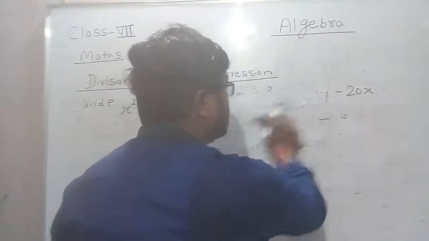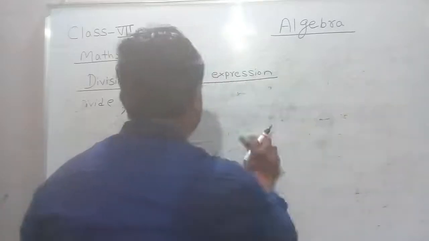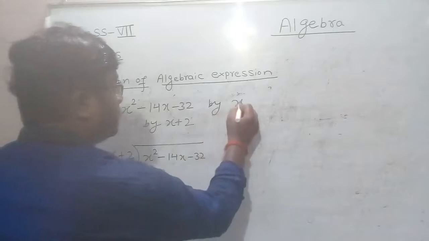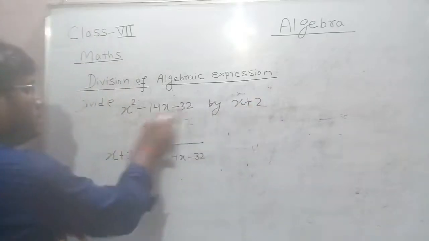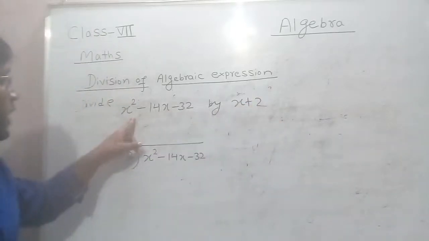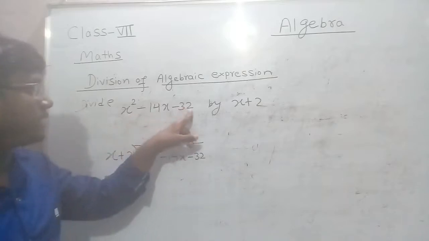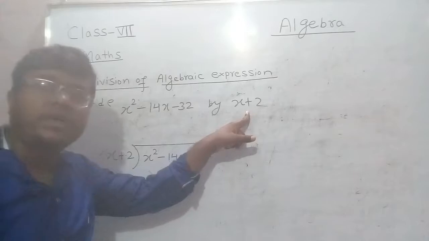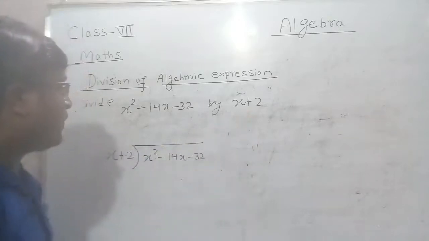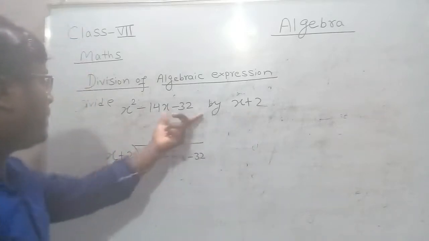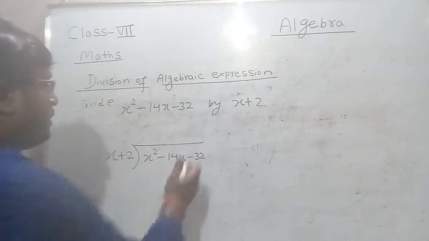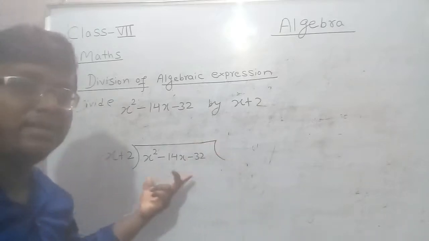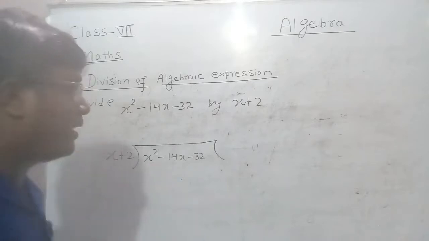So while dividing such type of question, what we have to do is, x square minus 14x minus 32 is divided by x plus 2. Okay, so while dividing here, I have written it in this form. In the lower class I used to write this way and used to divide. Just the same way I am writing here.